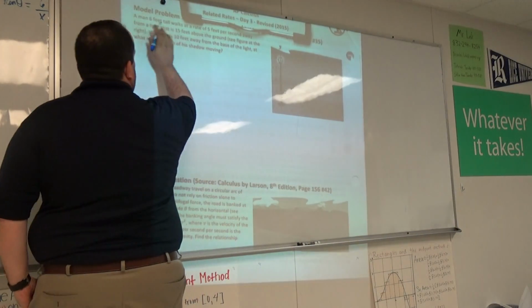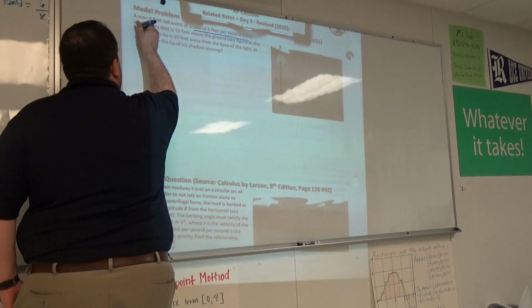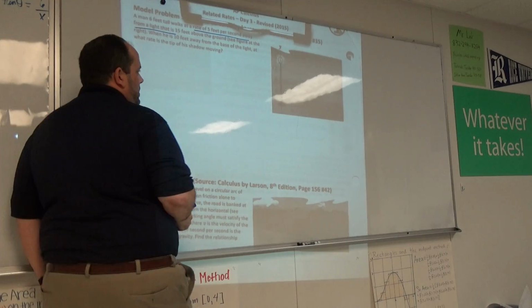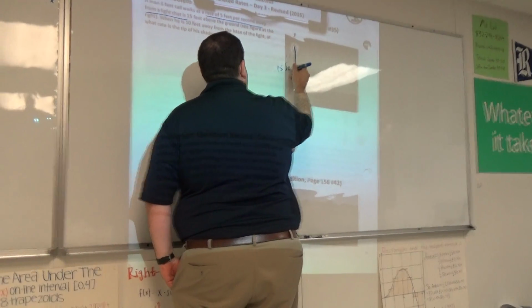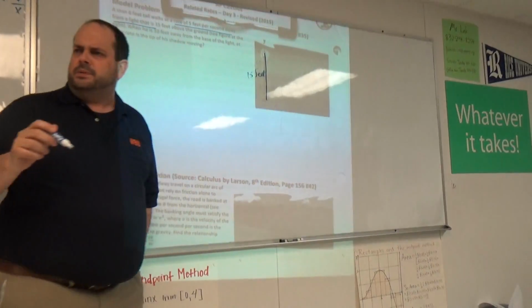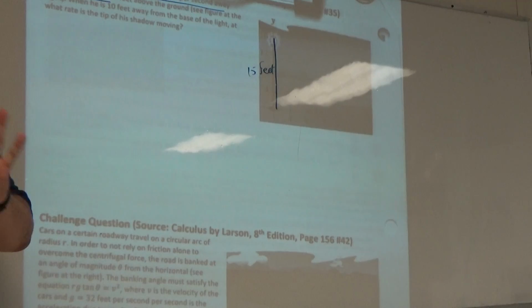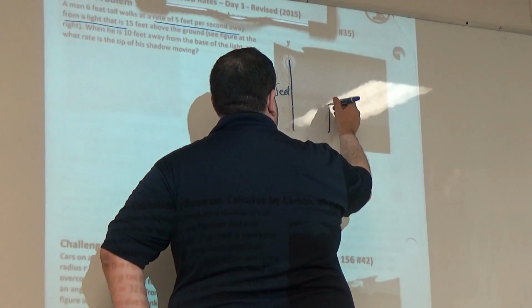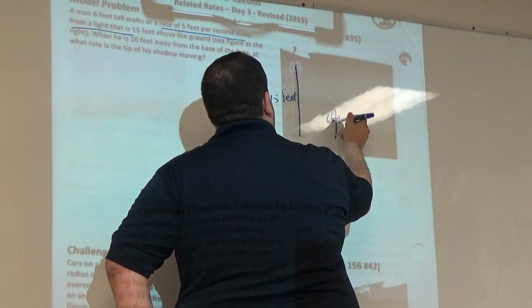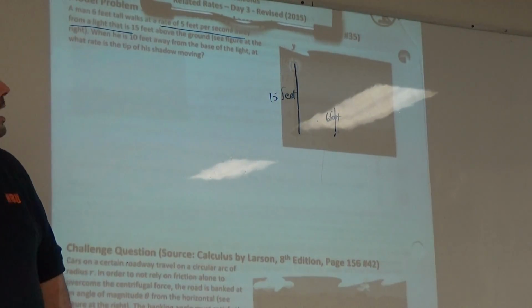So a man 6 feet tall walks at a rate of 5 feet per second away from a lamppost. That's 15 feet. So I've got a lamppost that's 15 feet. Always or sometimes? Always. This is good. Things that are always true are good for us. Another thing that's always true, I heard you guys tell me before, is that he's always 6 feet tall. He doesn't get taller or shorter.